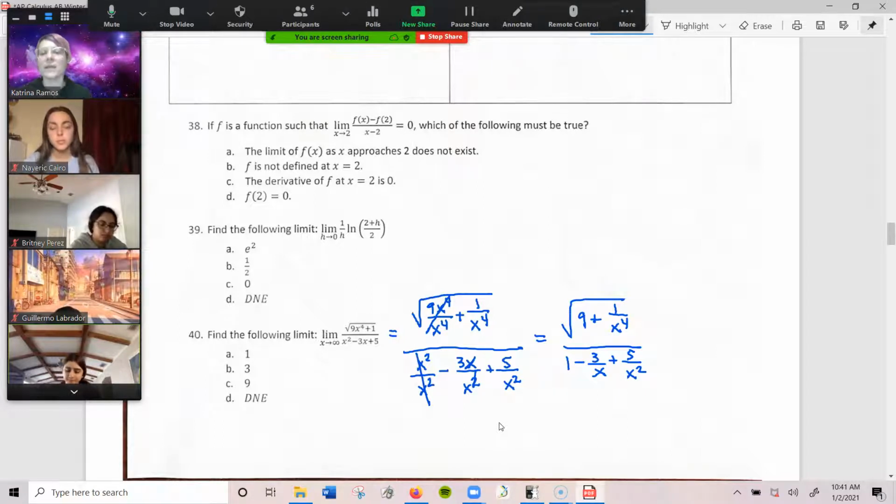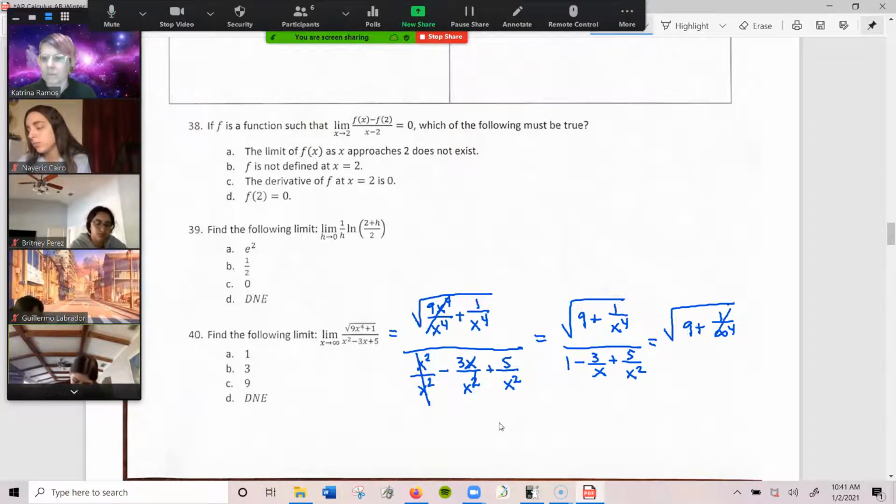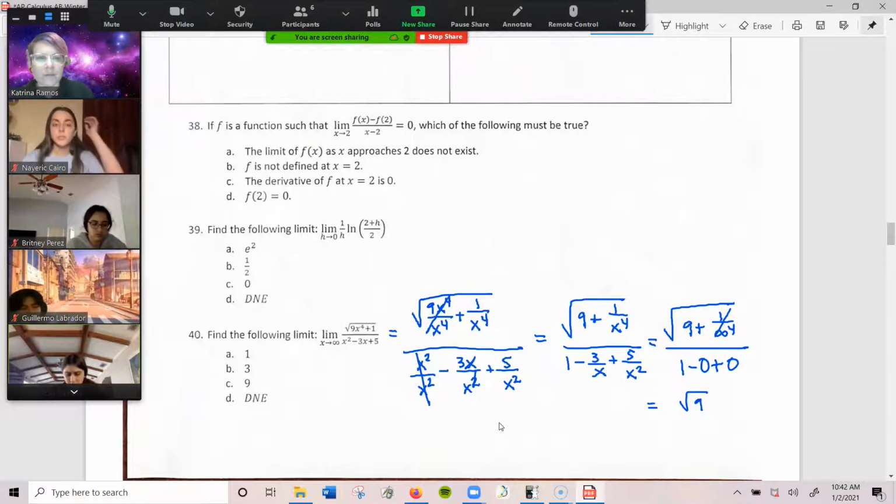When you plug in infinity, if you ever have infinity in the denominator, that's going to end up being 0. For example here, the square root of 9 plus 1 over infinity to the fourth, this is just 0. You get me? And then that's going to be over 1 minus 3 over infinity, which is 0, plus 5 over infinity squared, which is 0. So we end up with the square root of 9 over 1, which is just 3.